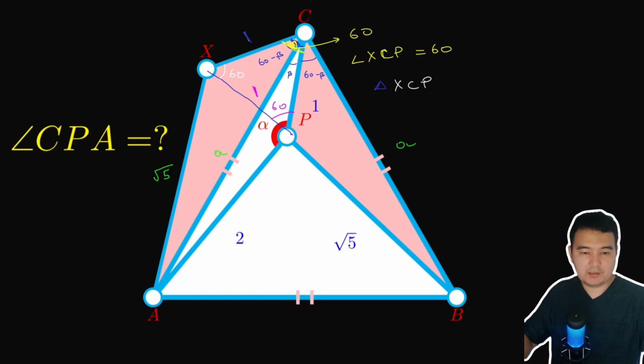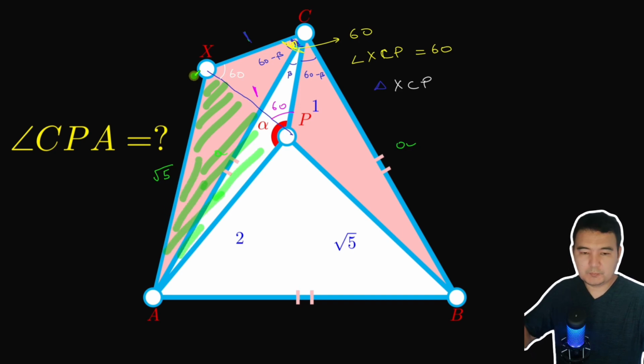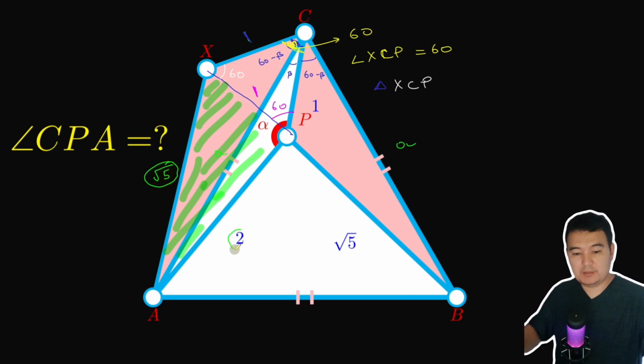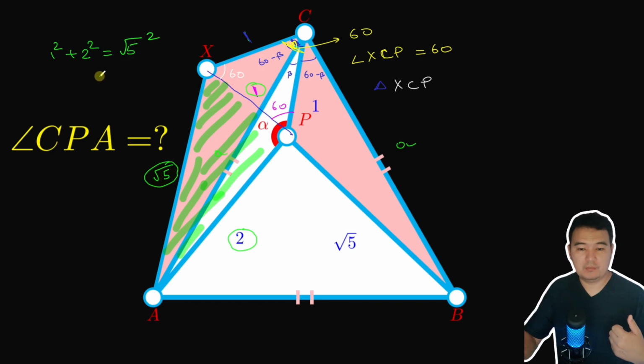Now here comes the interesting part. So pay attention to this triangle here. What are the sides of this triangle? One of the sides is root of 5. The other one is 2. The third side is 1. And we know that 1 square plus 2 square is root of 5 square. So that's the reverse Pythagorean theorem.